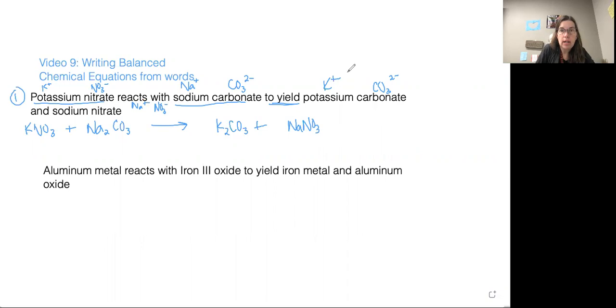So we need to go ahead and take a look at what's on either side. By now you should be pretty good at balancing chemical equations, but let's just take a look. Potassium, there's 2, there's only 1 over here. I'm going to put a 2 there. 2 nitrates, only 1 over here. I'm going to put a 2. 2 sodiums, and 2 sodiums on this side. So I'm probably good. Let's just check carbonates, 2 and 2.